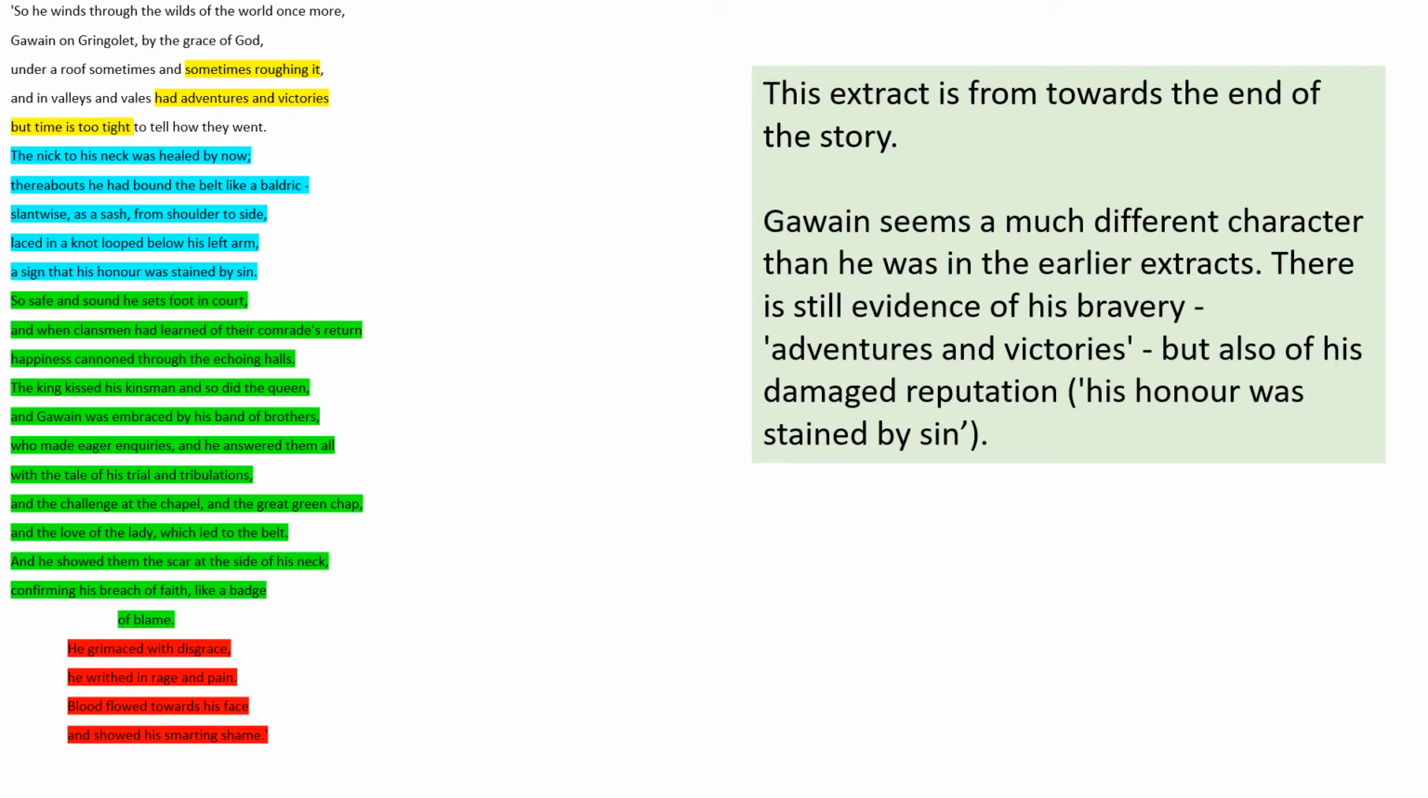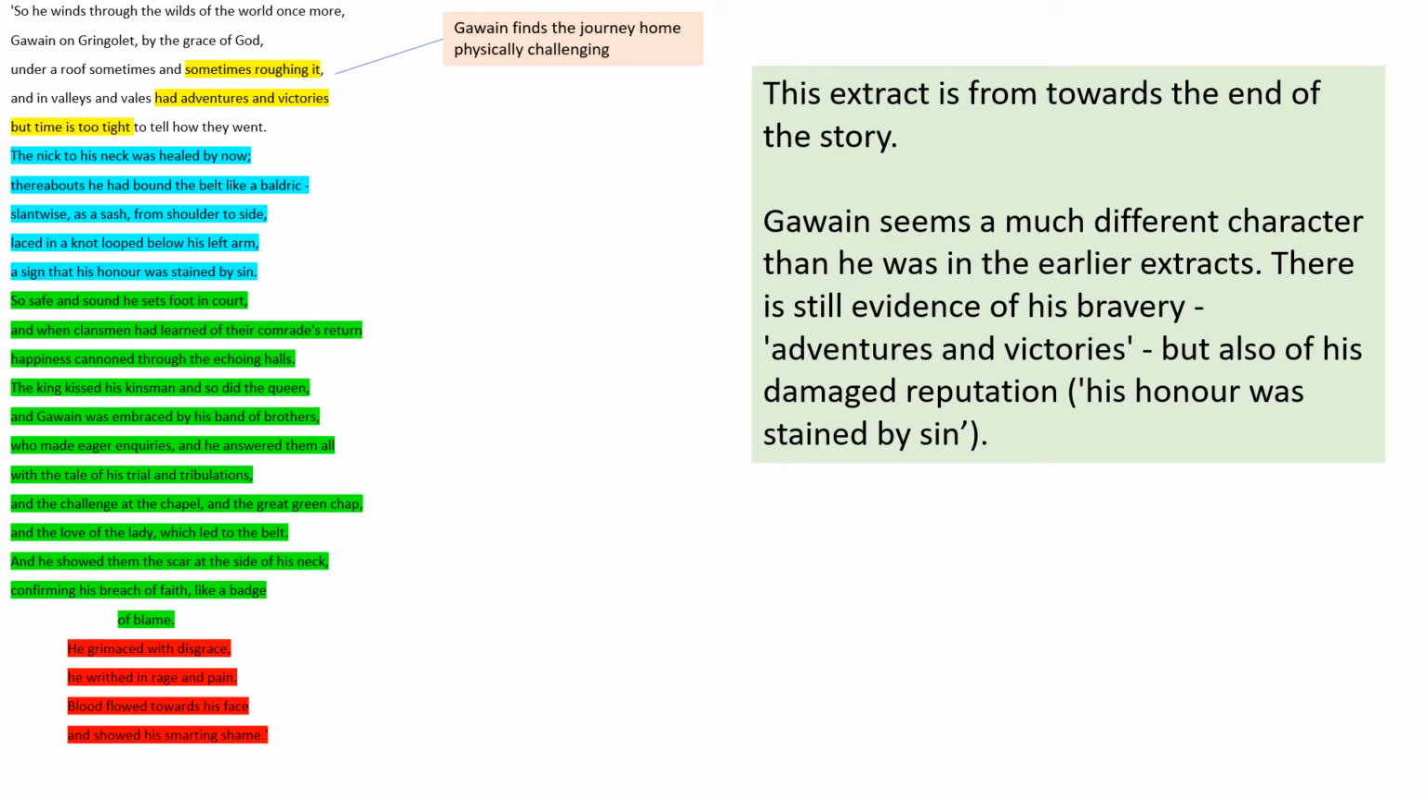Already we can see some alliteration here. This is really heavily used by the writer. They use a lot of alliteration throughout. That's repetition of letter sounds. So we've got winds, wilds, world, and then on the next line we've got Gawain, Gringlet, Grace, and God.